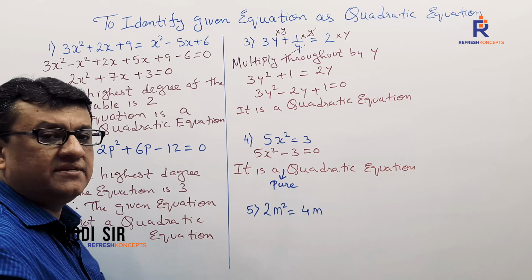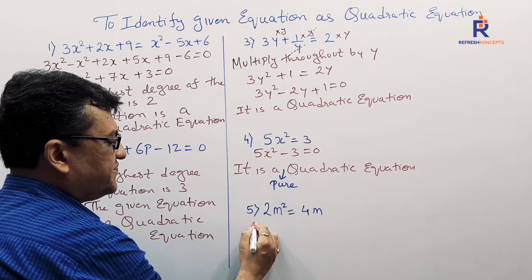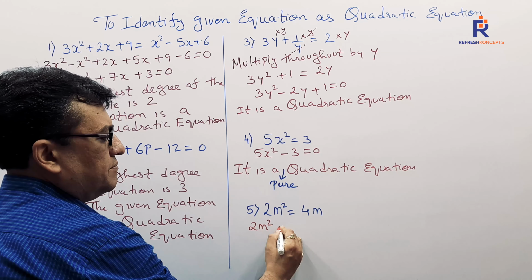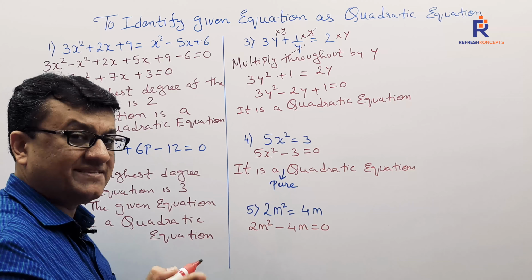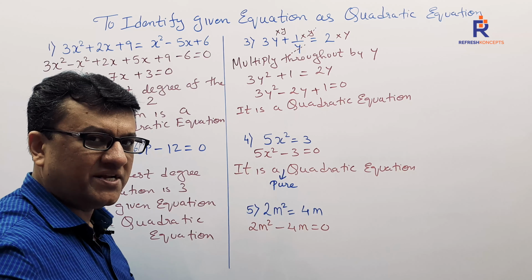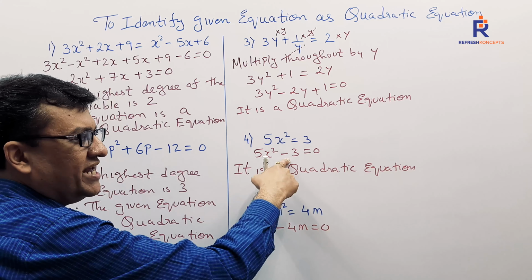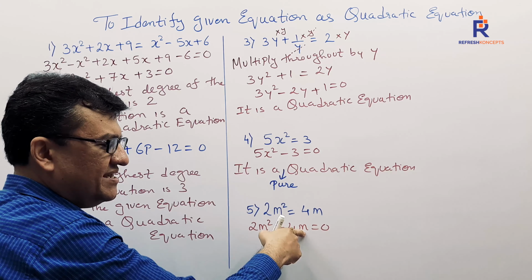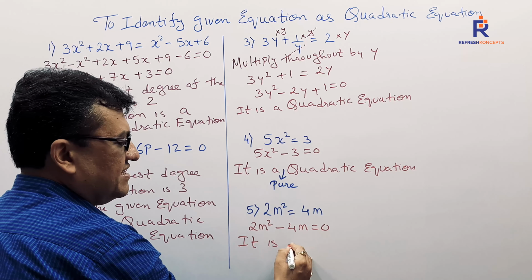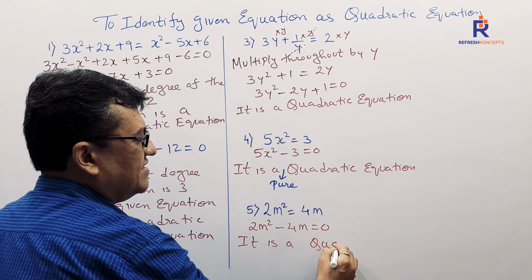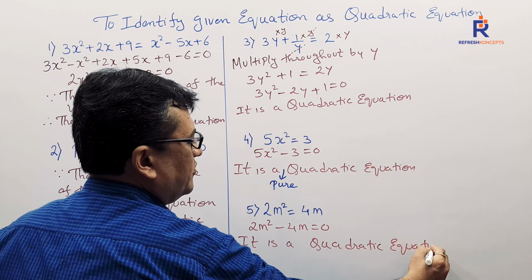Let's see the final one. Is it equal to 0 format? No. Bring it: 2m square minus 4m equals 0. Is it a quadratic? It is. And by this time even the answer must have come. What is it? It's an adfected quadratic equation. If c is 0, pure quadratic equation? No, if b is 0 it is pure; here c is 0, so adfected quadratic equation. We shall write: it is a quadratic equation.